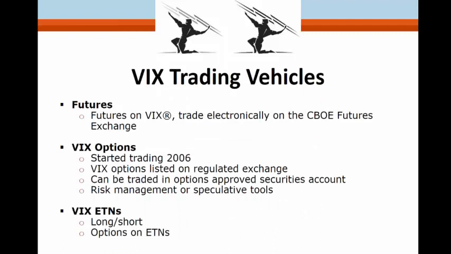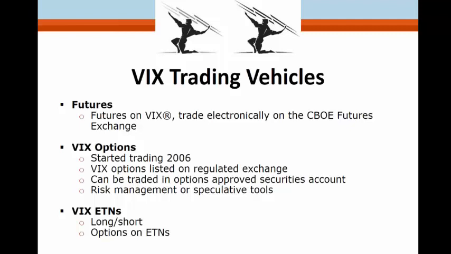If you're a futures trader, you can trade it on the CBOE Futures Exchange just like any other futures product. If you're an options trader, you can trade it in any kind of options approved securities account, risk management, and speculative tools. You can do both. You can also trade VIX options within an IRA with certain brokerages, so that's quite an advantage to us as retail traders. And then there are VIX ETNs. We can go long or short, and we can also do options on the ETN. So there are many different ways to use these vehicles.